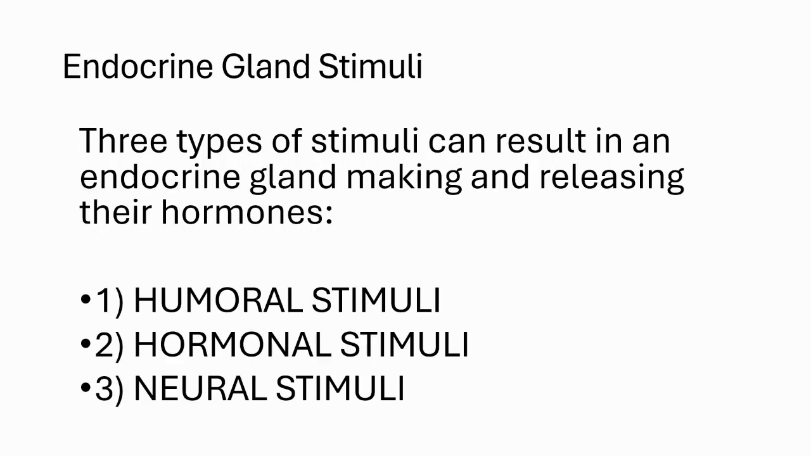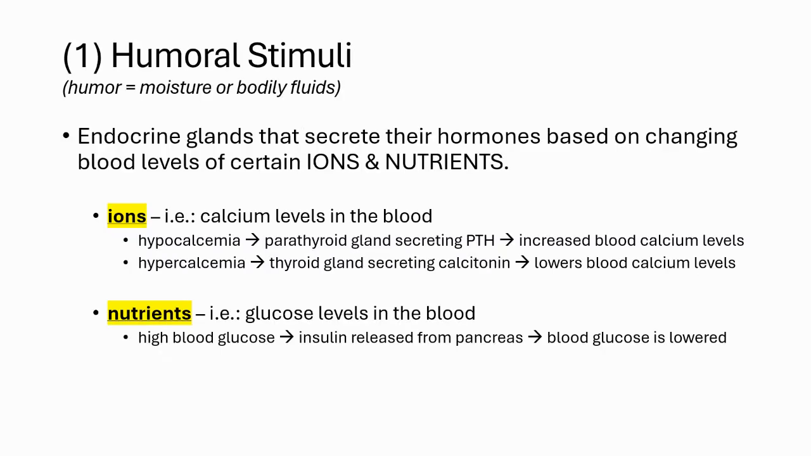So, again, there are three types of stimuli that result in the endocrine gland making and releasing those hormones. They are what's called humoral stimuli, hormonal stimuli, and neural stimuli. With humoral stimuli, humor, that first part of that word, means moisture or bodily fluids. So, that kind of gives you an idea of what we're talking about here.